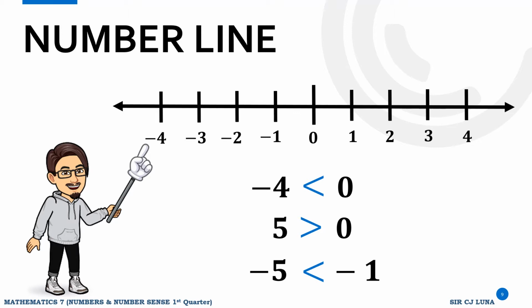Okay? Sige, another example. Let's say we have negative 7, positive 7. So we have the same number. Magkaiba lang sila ng sign. So we have negative 7 and positive 7. So what is now the comparison of the two integers? Okay, you are right. Negative 7 is less than positive 7. Understood? Okay, let's now proceed.